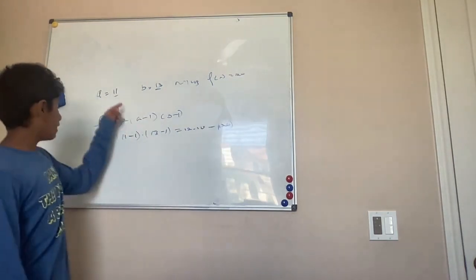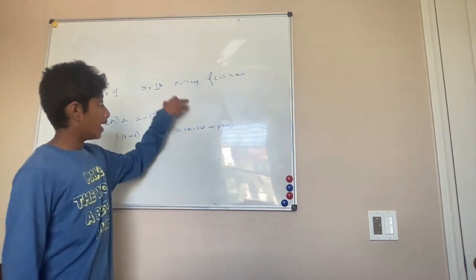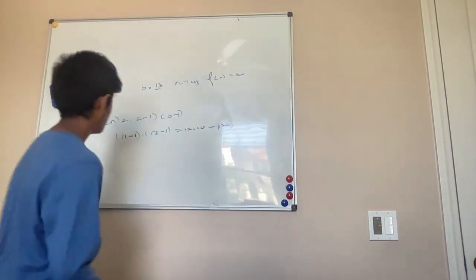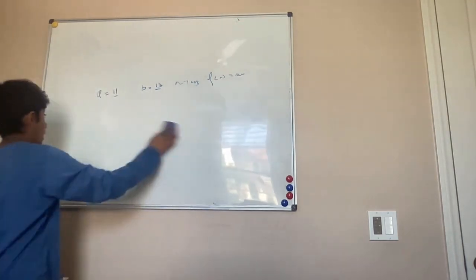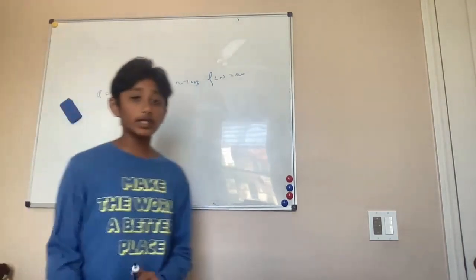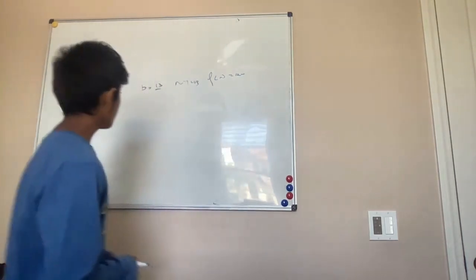Okay, so now we have A, B, n, and φ(n), right? So now, using these values, we can actually get what our public key is. And with the public key, I'll show you how to get the private key.